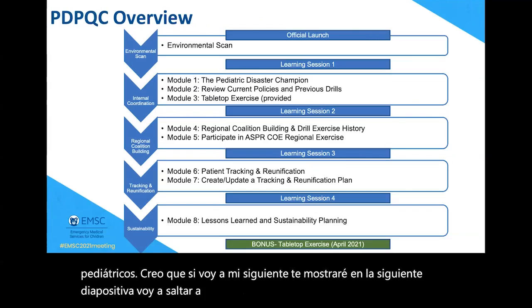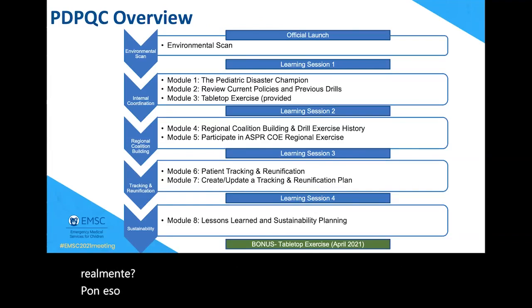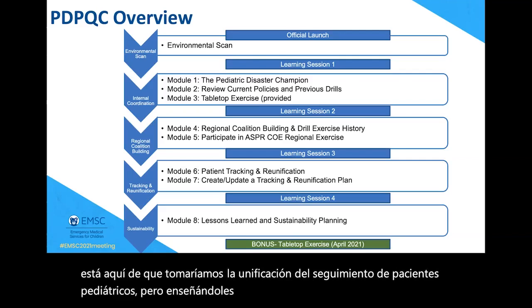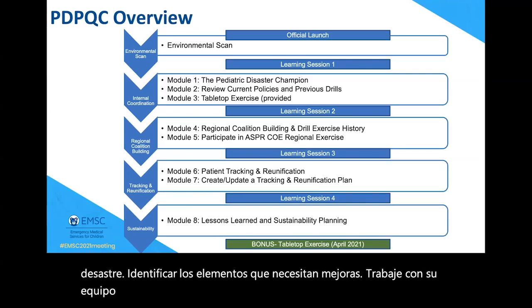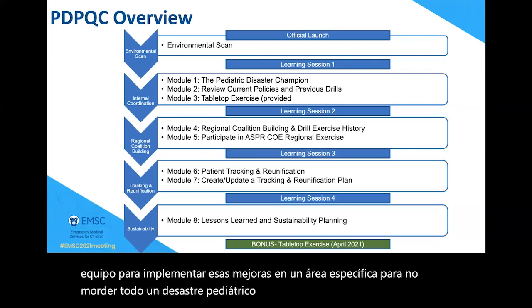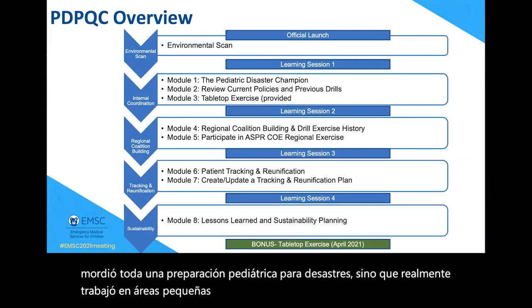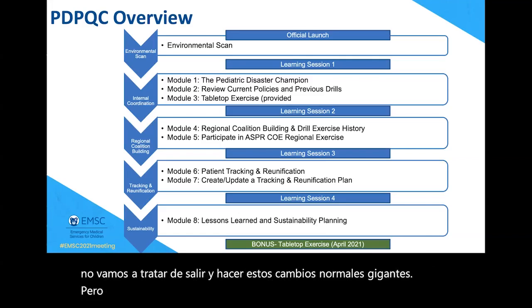How do you put that together and make sure you include all these essential elements? The idea here is that we would take pediatric patient tracking and reunification, but teach them a process for how you take your disaster plan, identify the elements that need improvement, and work with your team to implement those improvements in a specific area. So not biting off all of pediatric disaster preparedness, but working on specific small areas. It's true to this QI nature where we're not going to make ginormous changes, but take a small change, patient tracking, and ask can you improve there?